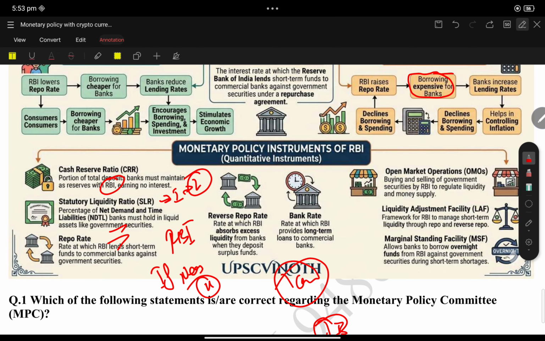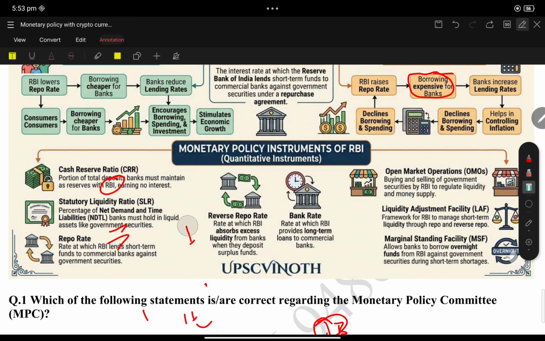RBI will lend money to the commercial banks. For example, say SBI suddenly falls into a crunch and needs money. SBI will go to RBI and ask for money, and RBI will give the money on the basis of the repo rate. For that, earlier itself I told you GSEC is a mortgage instrument.